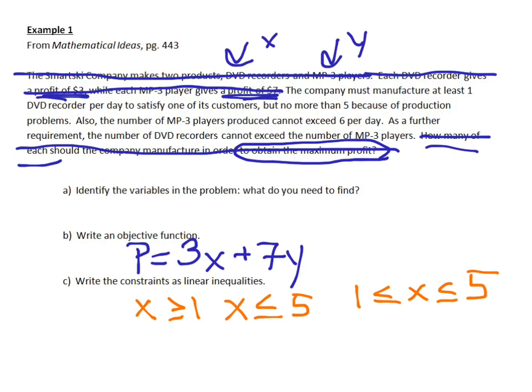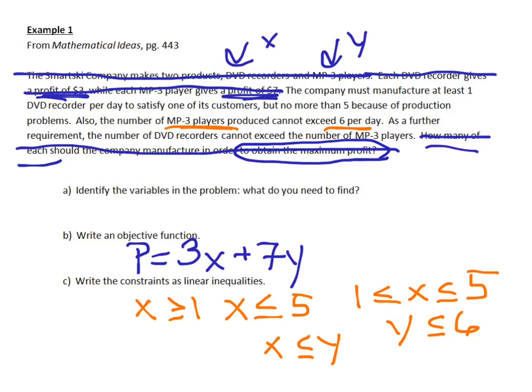And then the number of MP3 players produced cannot exceed 6 per day. So y must be less than or equal to 6. And then as a further requirement, the number of DVD recorders, that's X, cannot exceed the number of MP3 players, so X has to be less than or equal to Y.